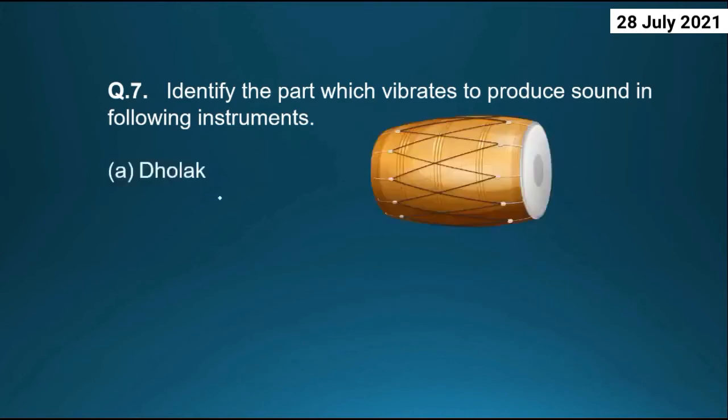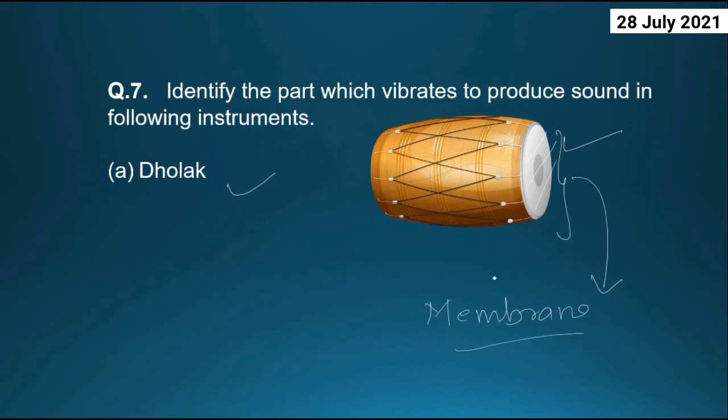So you have to find out which part of the instrument is vibrating. The first one is dholak. So this is what is called dholak, right? So what is this portion then? This is the portion which vibrates. Okay, so your answer can be membrane. And what do you mean by membrane? It's a stretched membrane. Membrane means it's just a skin, right?